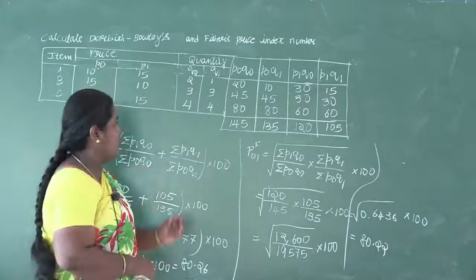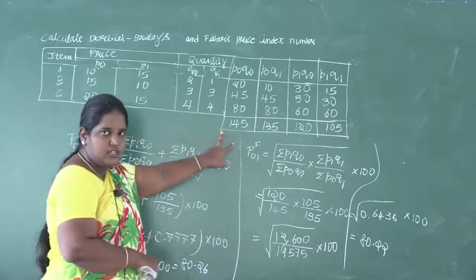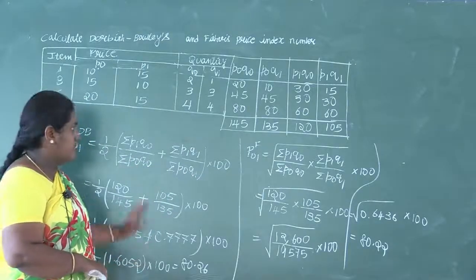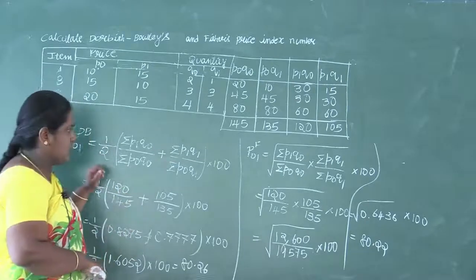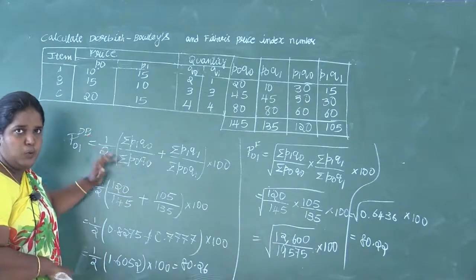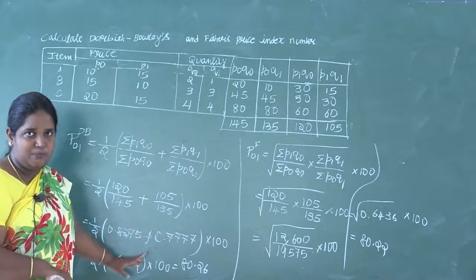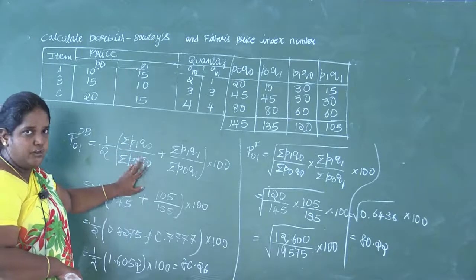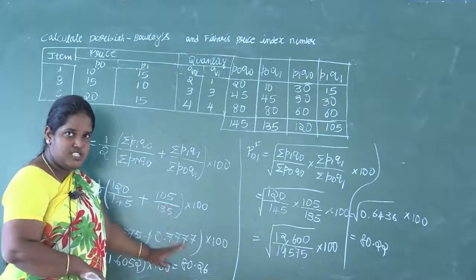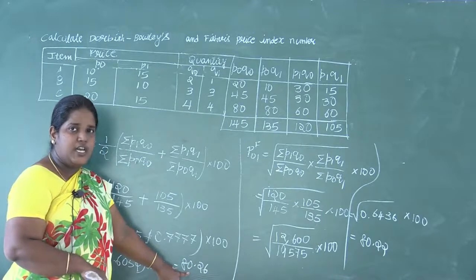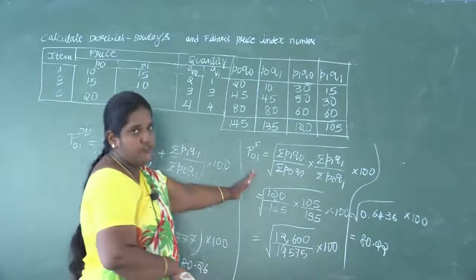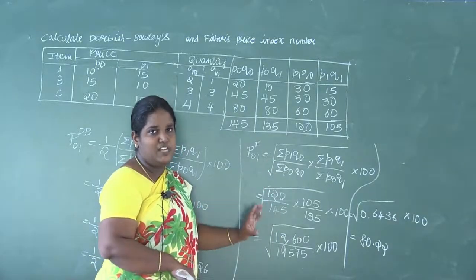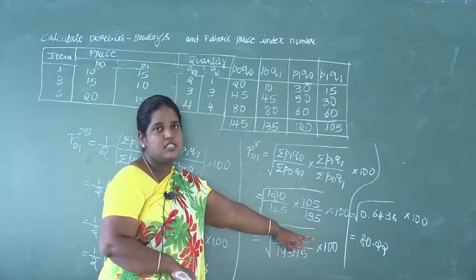Here it is for 10 marks. 4 marks is for the totals as I said in the previous problem, and 3 marks for each step, that is the Dorbish-Bowley and Fisher's index number. 1 mark is for the formula, 1 mark for substitution and simplification, 1 mark for the answer. So 3 marks. Again the same thing for Fisher.